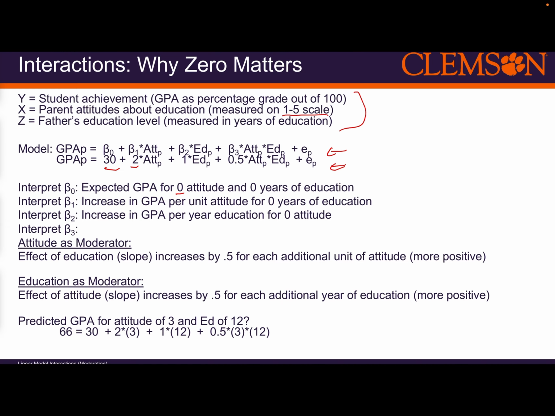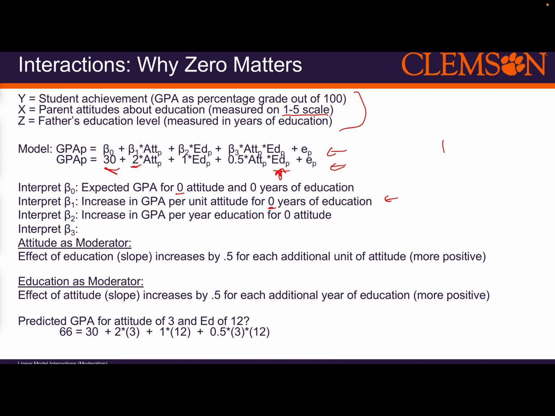Beta 1, right here, the 2, represents the increase in grade point average per unit of attitude for a person whose father had 0 years of education. Again, notwithstanding that 0 years of education is unlikely. What does that really represent? As attitude goes up 1 point on the Likert scale, the GPA goes up 2 points. That's what that says. And remember, this is the conditional or simple main effect because it puts a 0 in the interacting variable.